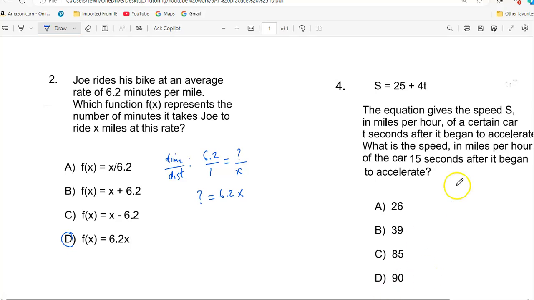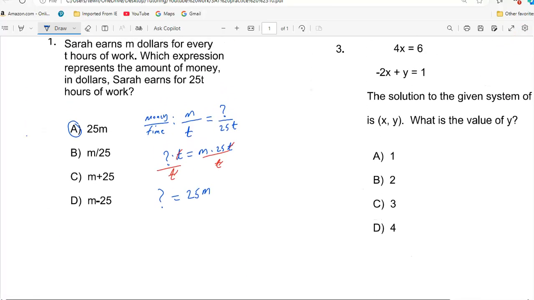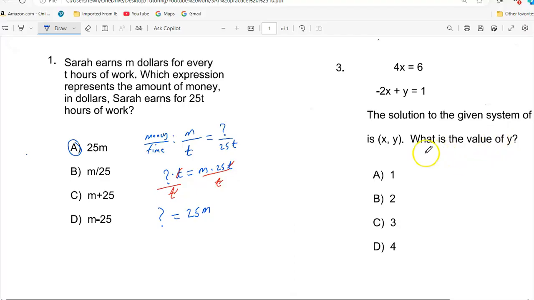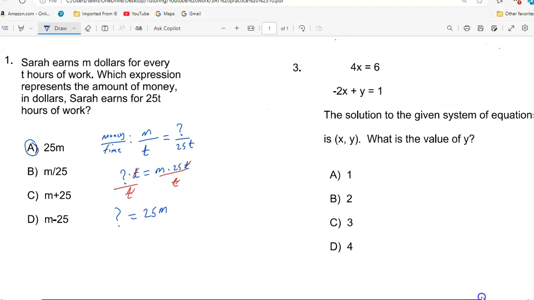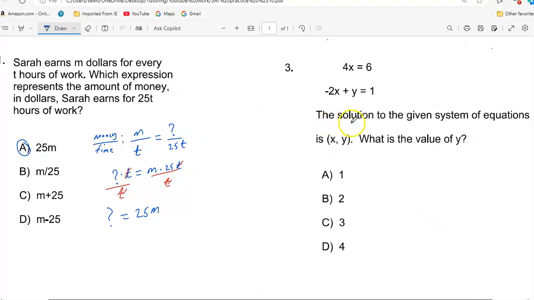Alright, so here's number 3. For number 3, we have a system of equations: 4x equals 6, negative 2x plus y equals 1. What are we looking for here? We're looking for y, right? The solution to the given system of equations is the ordered pair (x, y), so we're looking for y.